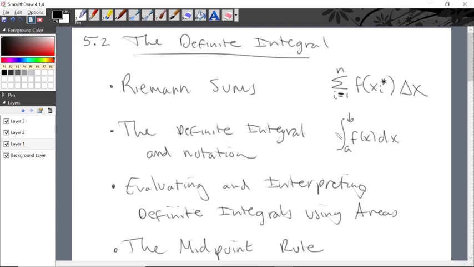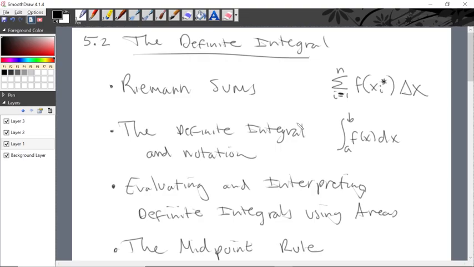So here's an introduction to the notation of the definite integral and our interpretation of what the definite integral is. It is the limit as n goes to infinity of a Riemann sum. And again, the Riemann sum is the name that we have for when we are taking the sum of a finite number of rectangular areas.